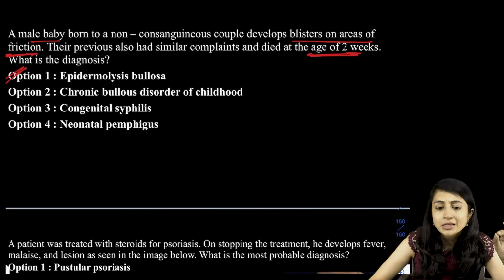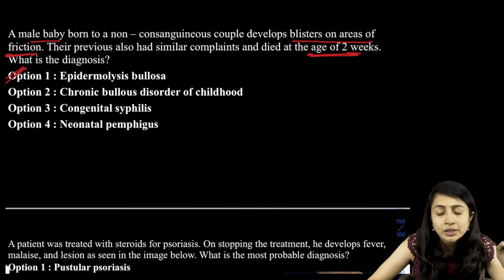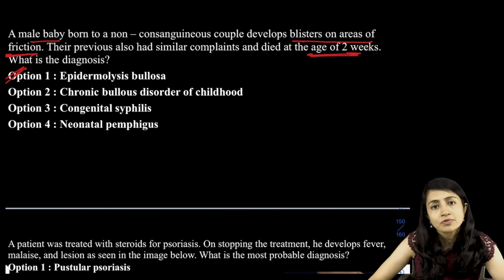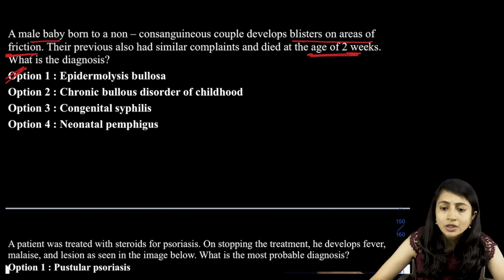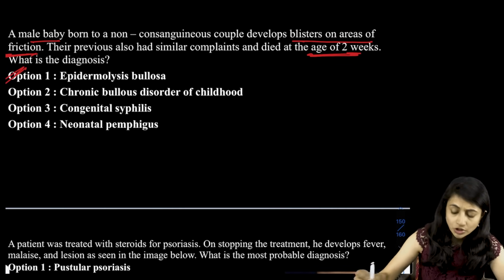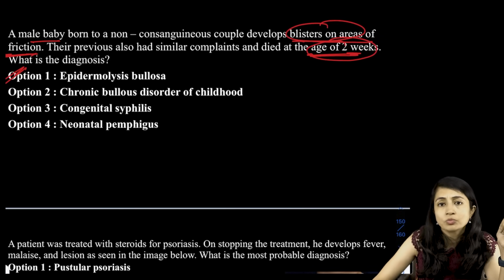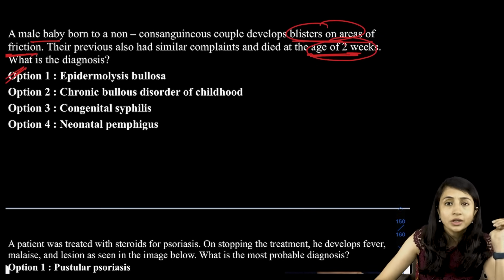CBDC will not present with family history. There will be no blisters on areas of friction. It is present on the trunk. Congenital syphilis, we all know. Neonatal pemphigus will again present with blisters on the trunk. There will be no family history and no blisters on areas of friction. So these two important things help me differentiate epidermolysis bullosa from the rest of the conditions.